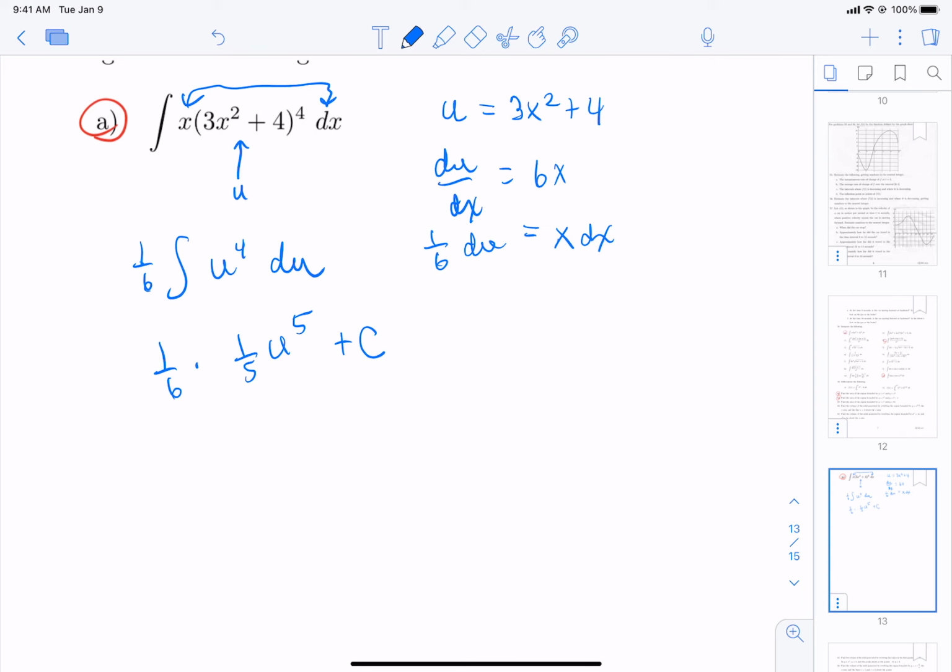Now, the original problem had x's in it, so the last step is to put the x's back in. U gets taken out and replaced with 3x squared plus 4. So we get 1/30 (3x squared plus 4) to the 5th. Sometimes you'll even see it written (3x squared plus 4) to the 5th all over 30. That's okay too. So there is that one for you.